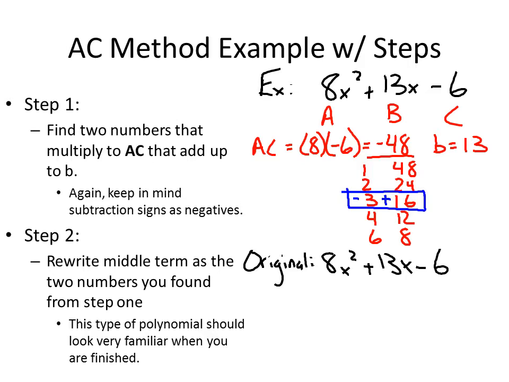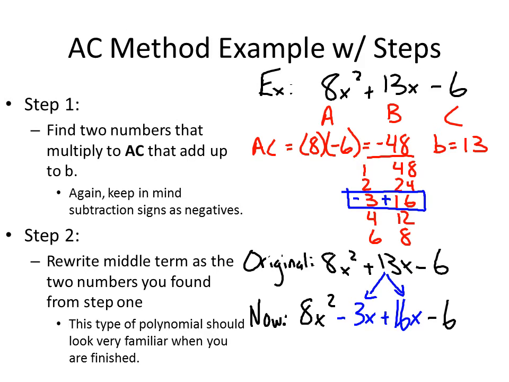Step 2, it's a little bit different from the a equals 1 method here. With the a equals 1 method, we were able to get our answer right away. Now we're going to have to take it a little bit further. We're going to rewrite the middle term as the two numbers that we have just found from step 1. So in this case, we're going to be attacking the 13x because the 13x is the middle term. So originally we had 8x squared plus 13x minus 6. Take a look at what happens when we rewrite it.